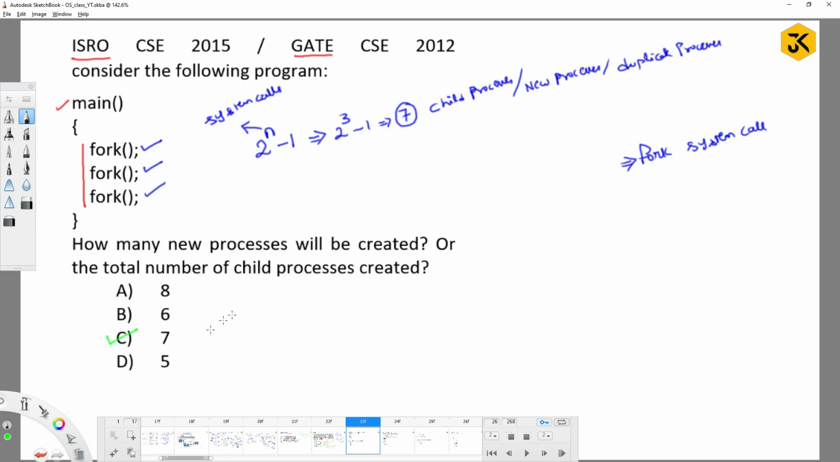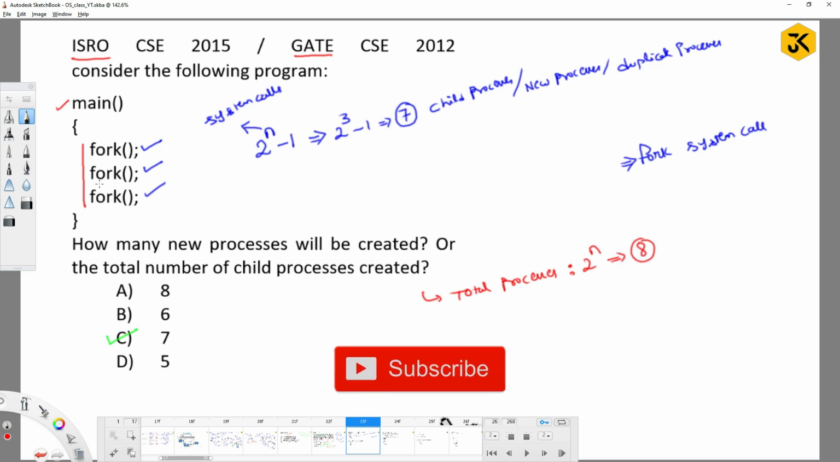Right? Sometimes they may ask in a different manner: how many total processes are there? Then your answer will be 2^n. So n is 3, which is equivalent to 8. So the total number of processes is 8 for this particular program, and the total number of child processes is 2^n - 1.